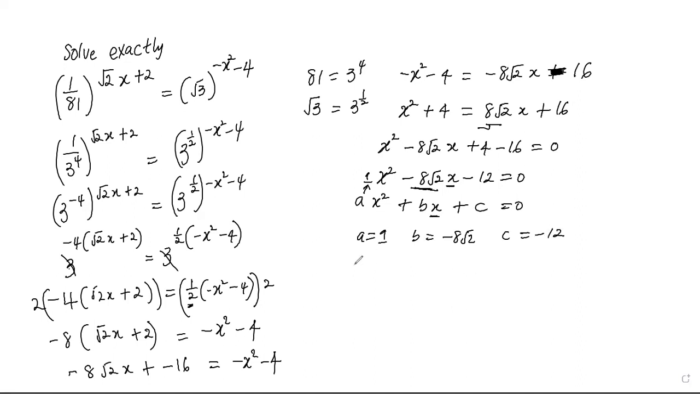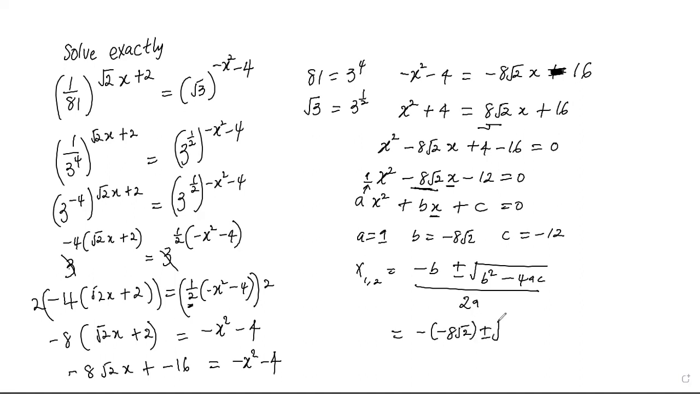Now we're going to plug it into the quadratic formula. x1, 2 is equal to minus b plus or minus square root of b squared minus 4ac all over 2a. So let us start plugging this in. So we have minus b, and b is minus 8 root 2, then plus or minus, we have minus 8 root 2 all squared, right? Then minus 4, a is just 1, c is minus 12, all divided by 2, because 2 times 1 is 2. a is 1, so 2 times 1 is 2.